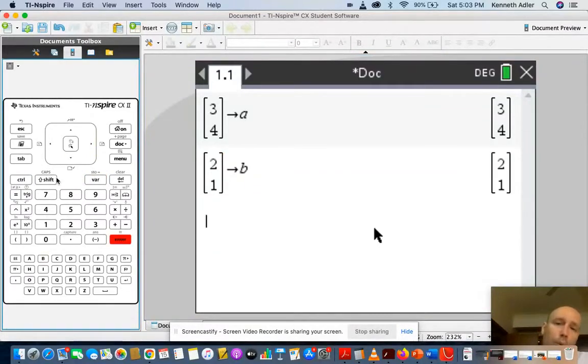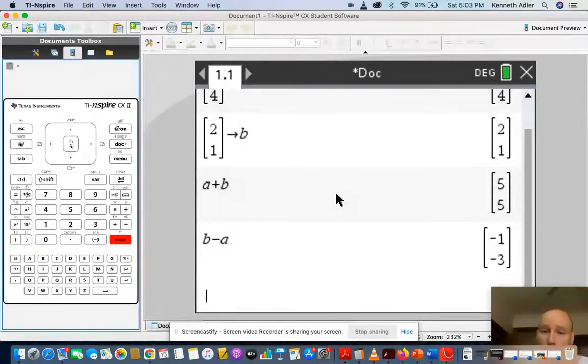Enter. Now it's kind of cool because we can actually do some algebra with this. So we can do A plus B. Enter, we get 5, 5. 3 plus 2, 4 plus 1. You could do B minus A. Enter, we get -1, -3. So you can do algebra in the calculator.